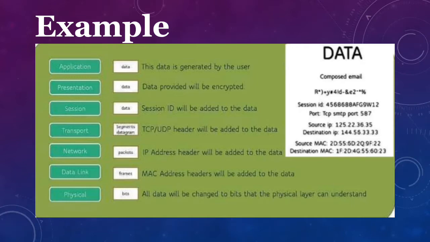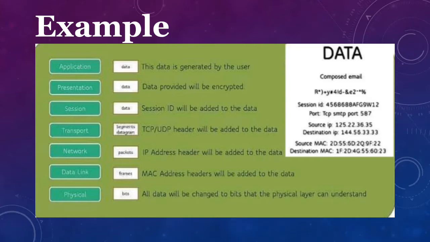Fourth, transport, types segments and datagram. The TCP and UDP header will be added to the data. TCP means segments and UDP means datagram. And fifth, the network, types packets.